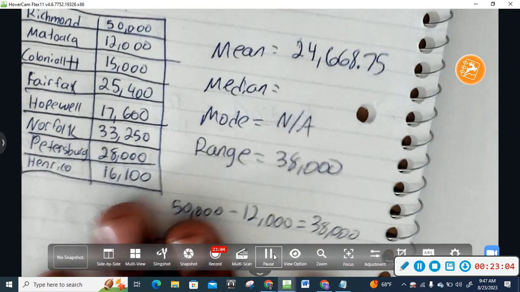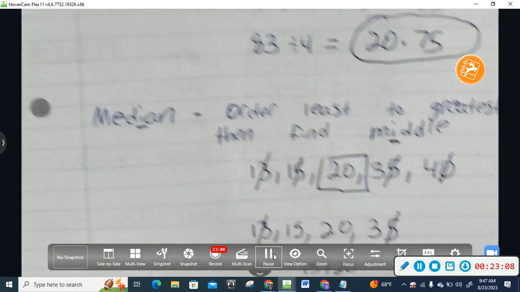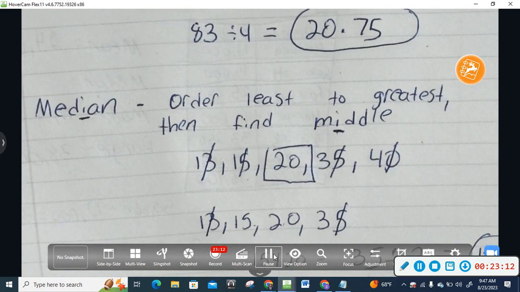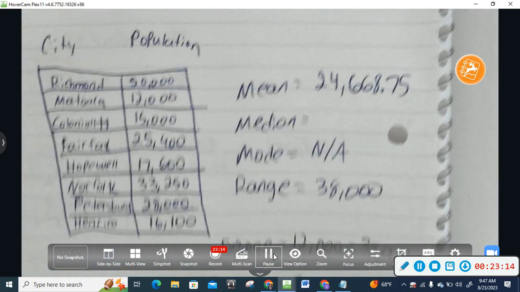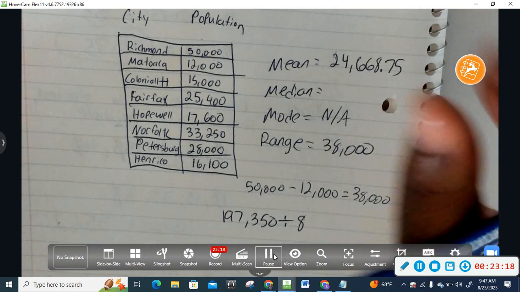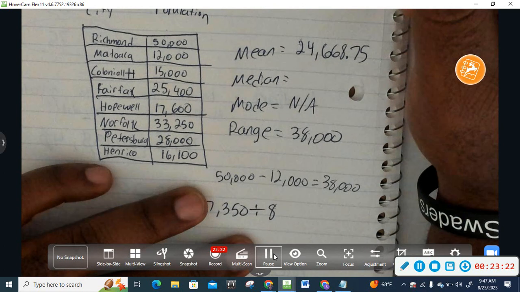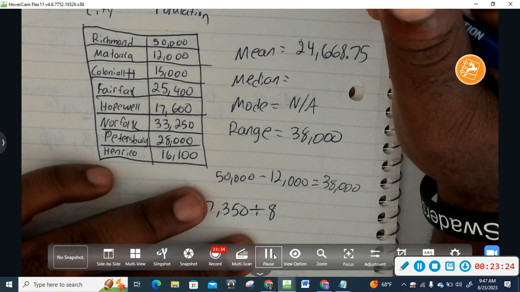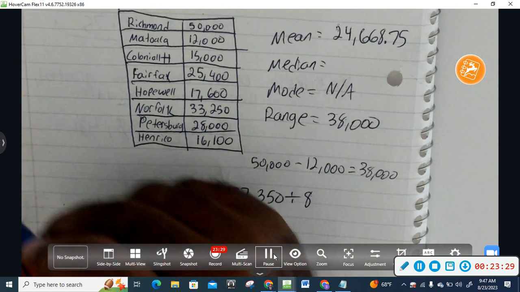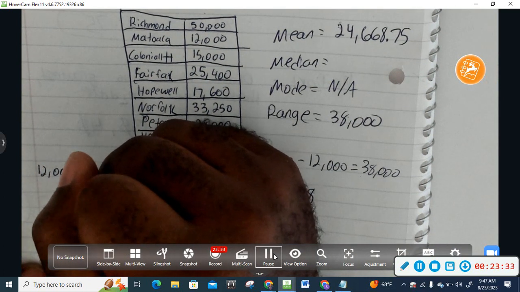All right, median definition. Right here. Order from least to greatest, then find the middle. All right, order from least to greatest. So I'm gonna let y'all call out the order of these. All right, good. That's my smallest. 12,000. I'm gonna write that over here. 12,000. What's next?